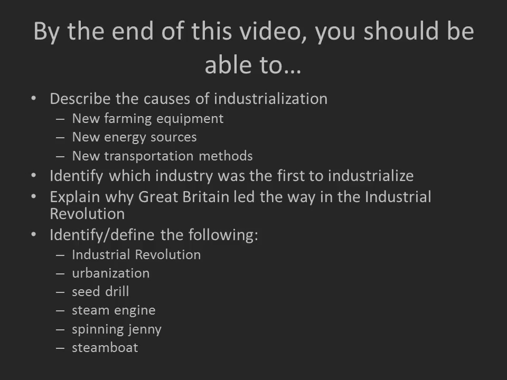So by the time we are done here, you should be able to describe the causes of industrialization. We'll be talking a little bit about each of these causes: the advances in agriculture and farming, new energy sources, and new methods of transportation that made trade and industry much easier to facilitate. You should be able to identify which industry was the first one that industrialized on a wide scale. Spoiler alert, that's the textile industry.